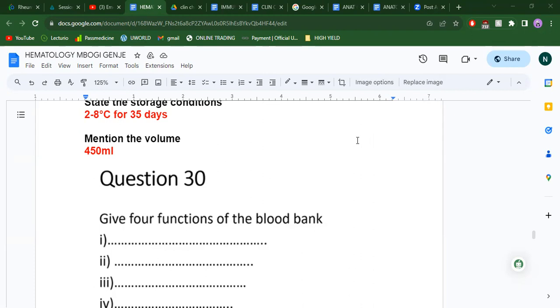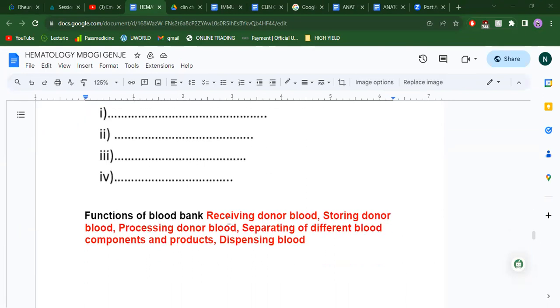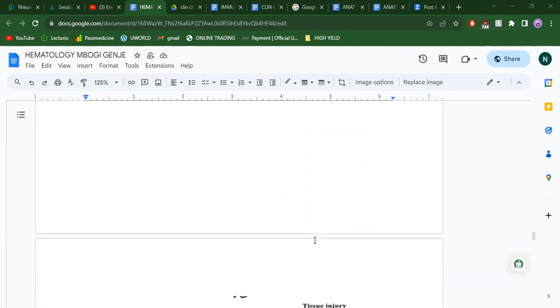I'm seeing a question: mobilizing donors is done in which body? It's done in the regional, because regional gets the blood, examines, takes the donor's blood, then transports. So the functions of the blood bank, I think I've explained: receiving the donor's blood, storing, processing donor blood, separating into different blood components and products, and dispensing blood. I hope that's okay.